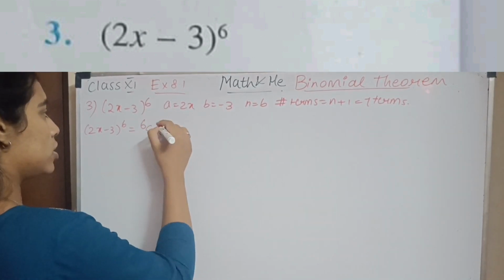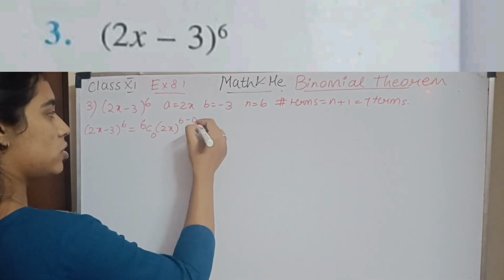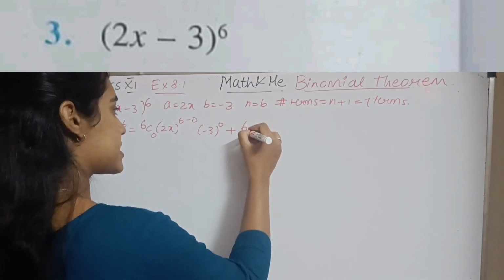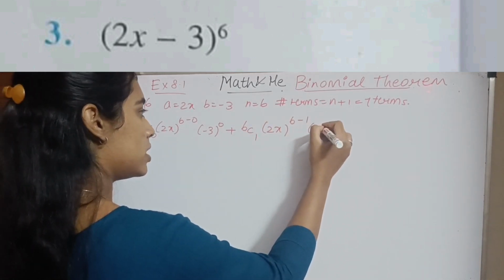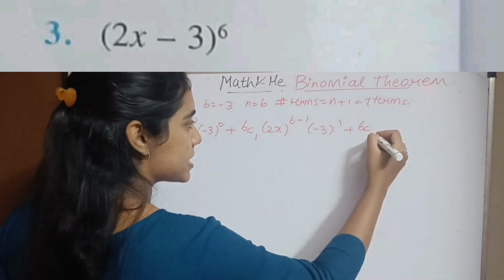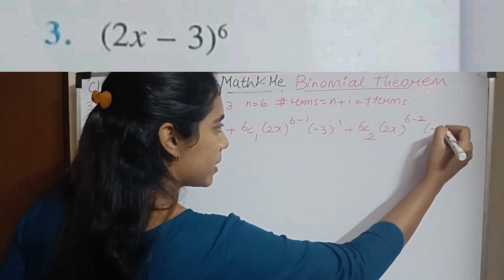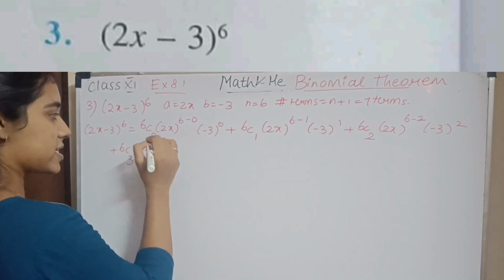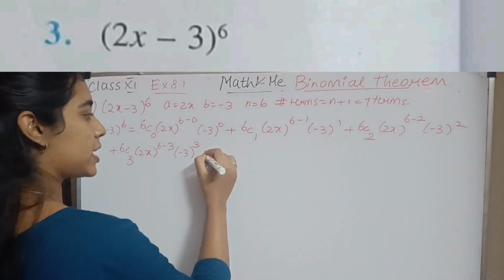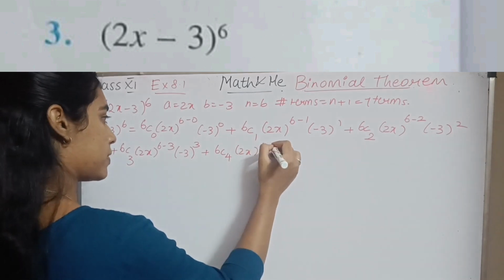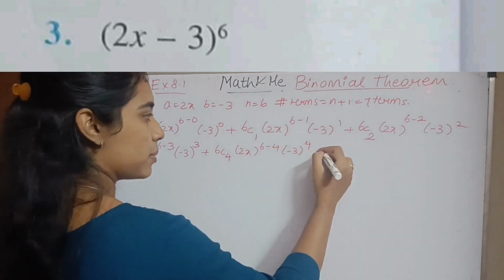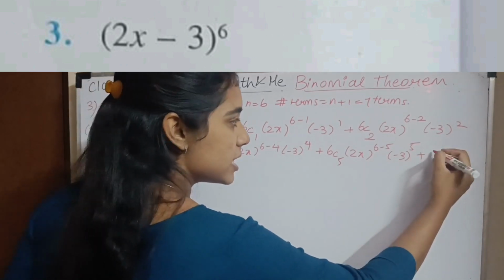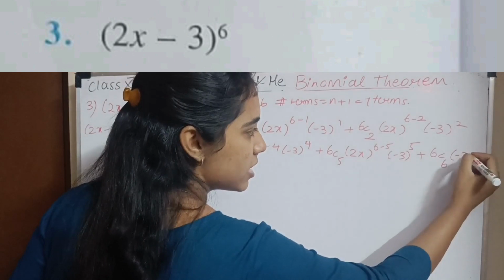So 6C0 of 2x to the power 6 minus 0 times minus 3 to the power 0 plus 6C1 2x to the power 6 minus 1 minus 3 to the power 1 plus 6C2 2x to the power 6 minus 2 minus 3 to the power 2 plus 6C3 2x to the power 6 minus 3 minus 3 to the power 3 plus 6C4 2x to the power 6 minus 4 minus 3 to the power 4 plus 6C5 2x to the power 6 minus 5 minus 3 to the power 5 plus 6C6 2x to the power 6 minus 6 minus 3 to the power 6.